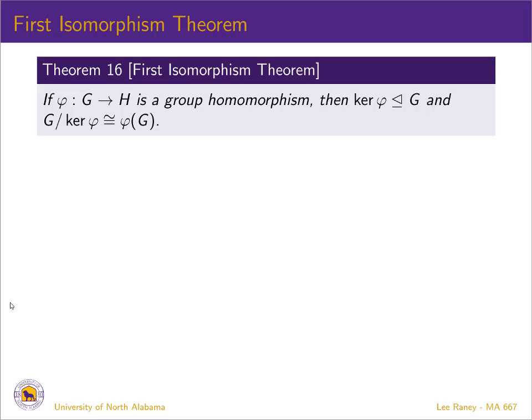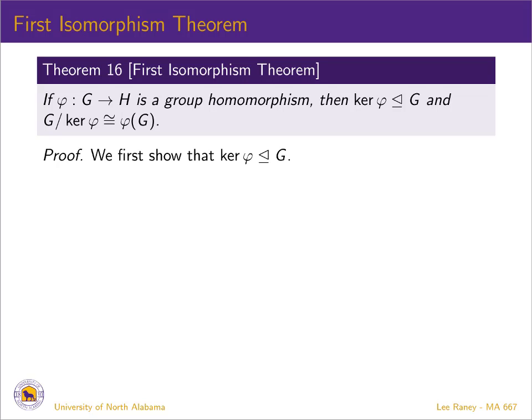All right, so let's go ahead and state our first isomorphism theorem. This is Theorem 16 that we'll call the first isomorphism theorem. It's often called the fundamental isomorphism theorem because it's really important. So here's how this goes. Suppose that phi from G to H is a group homomorphism. Then the kernel of phi is normal in G, and the quotient group G over the kernel of phi is isomorphic to the image phi(G). I think this was already known, but we will present a relatively self-contained proof.